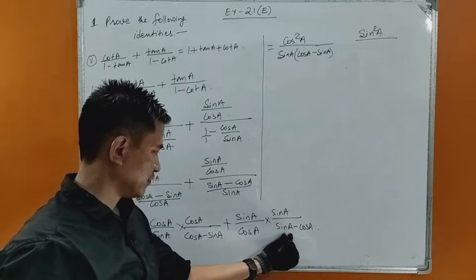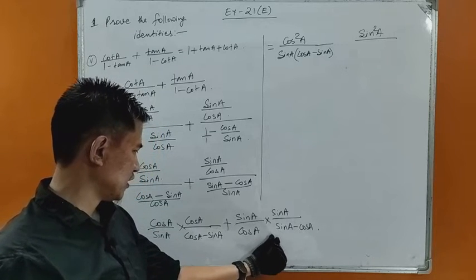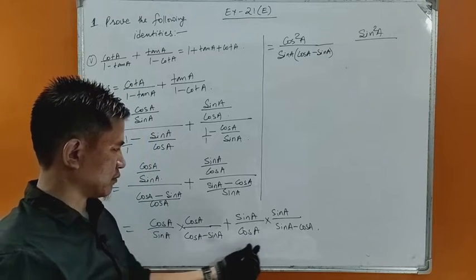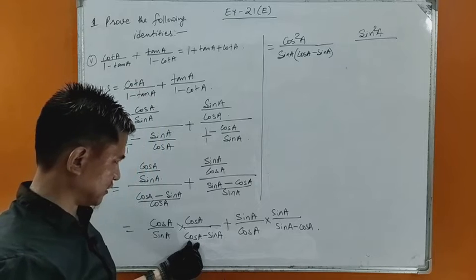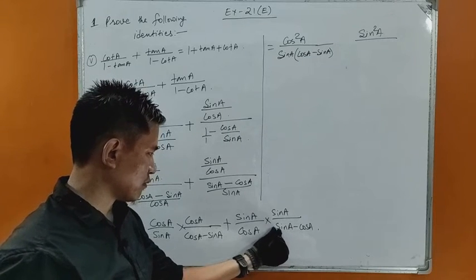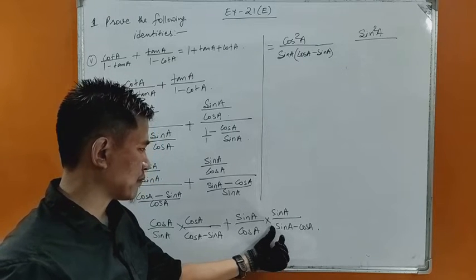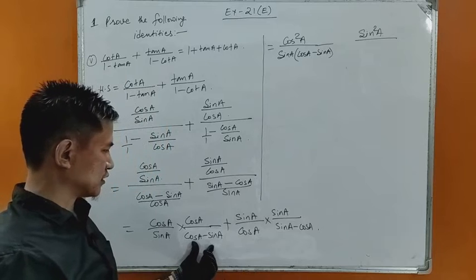Now from here we have sin A minus cos A. Let's take this minus sign common, so we can make it similar to cos A minus sin A. We have sin A minus cos A here, and here we have cos A minus sin A, isn't it? If I take the minus sign common, minus cos A becomes plus cos A, and plus sin A becomes minus sin A. So it becomes cos A minus sin A, which is similar to this, isn't it?